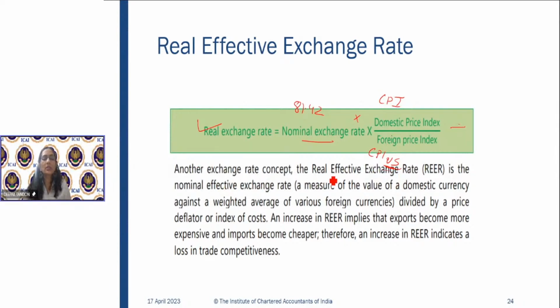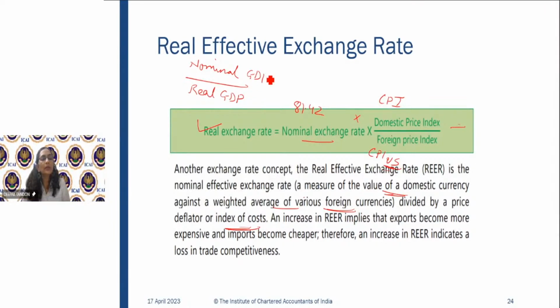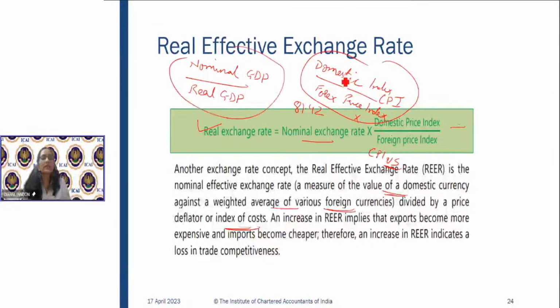So exchange rate concept, real effective exchange rate or the nominal effective exchange rate is the value of domestic currency against weighted average of foreign currencies divided by deflator or index cost. Deflator means, INR deflator आपने पढ़ा है ना, GDP deflator, nominal GDP to real GDP. This is GDP deflator. Similarly, here we take domestic price index with respect to forex index, foreign exchange price index. So this is the deflator in the foreign exchange market. We take it as deflator and calculate.